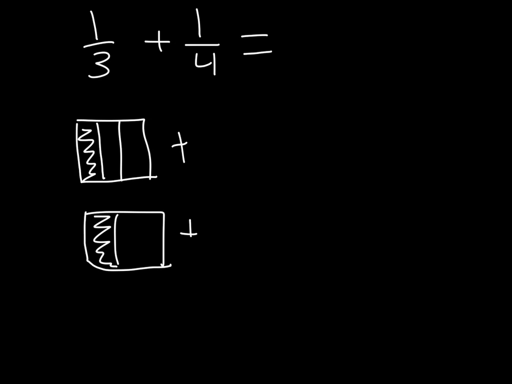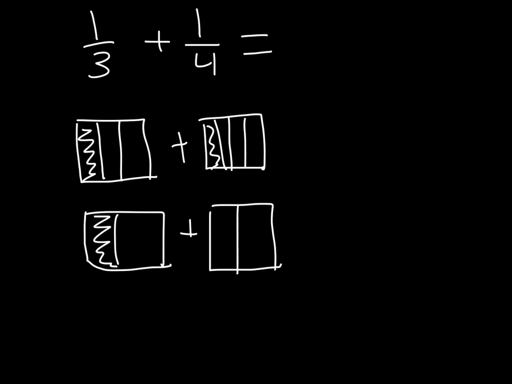And I can also see that 1/4 is also less than 1/2. I need 2 halves to equal 1, and if both of the fractions I'm adding are less than 1/2, I know my answer is going to be less than 1. It's just going to be a simple fraction.